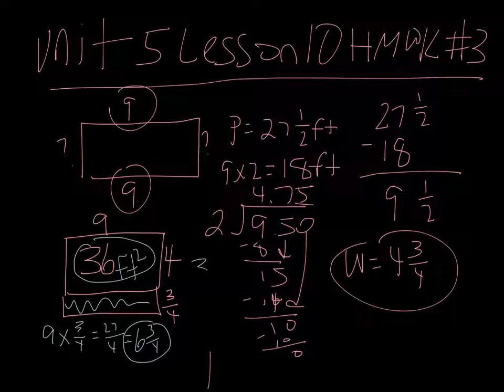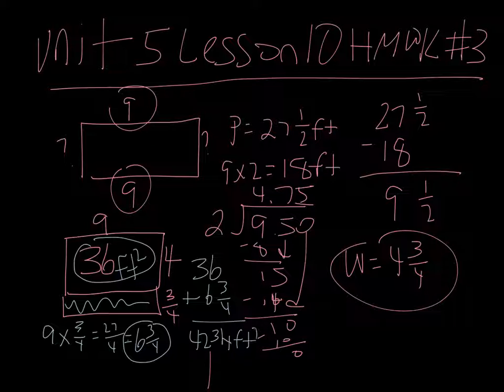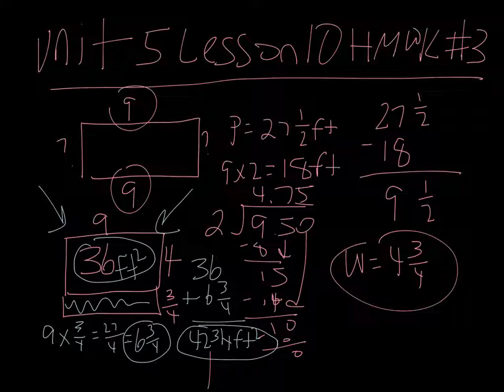So I just take 36 plus 6 3/4, and I get 42 3/4 feet squared, and that's my answer for the area of that rectangle. So that's the skill that we used. We used this skill right here today to figure out the area of rectangles that have a whole number and a fractional amount as the length and the width.